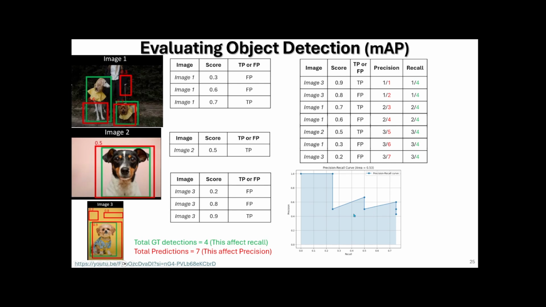And this blue shaded region is the area under the curve. So the area will come to around 0.53. So that's the average precision. Remember that, the average precision for the class dog.